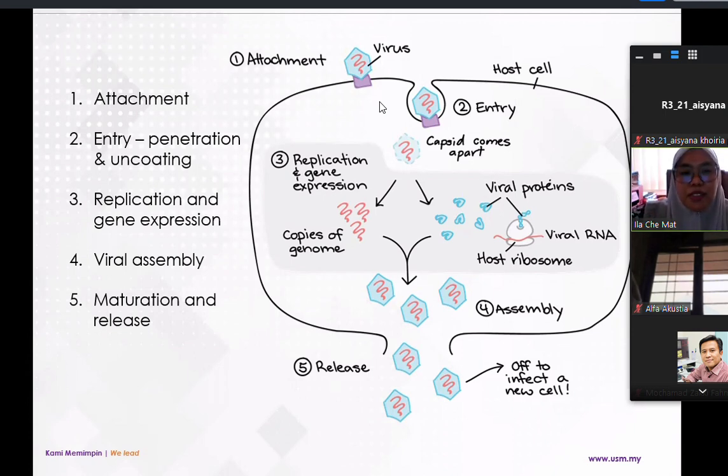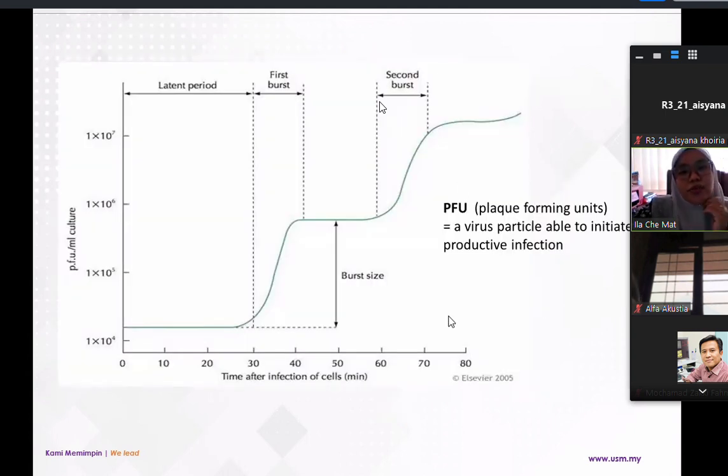The last one will be the maturation and release. There are two types of maturation process. Certain viruses will go through maturation before releasing, but some viruses will go through the maturation process after they are released. So it's either before release or after release. This depends on different types of virus. Okay, this is the virus goal. So now you know the process of the replication, right?